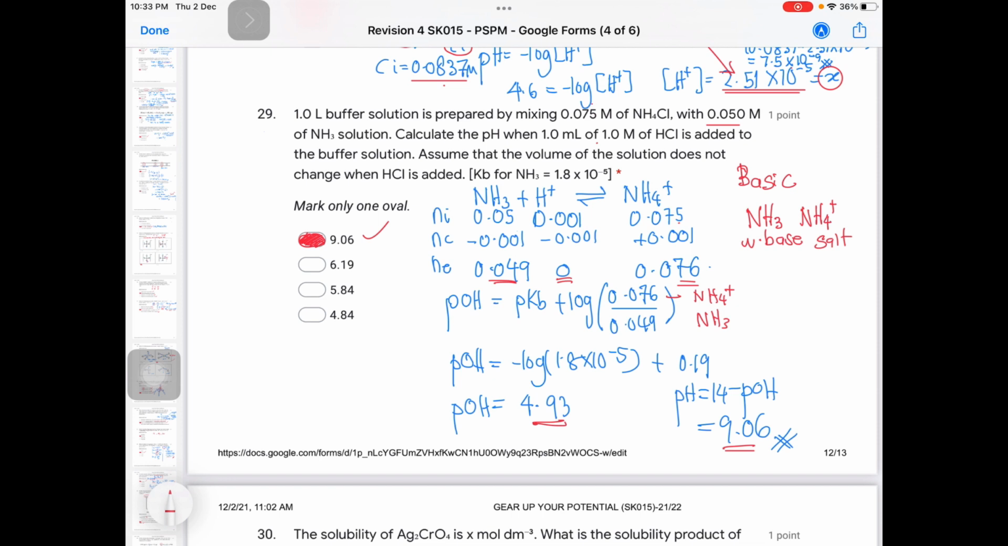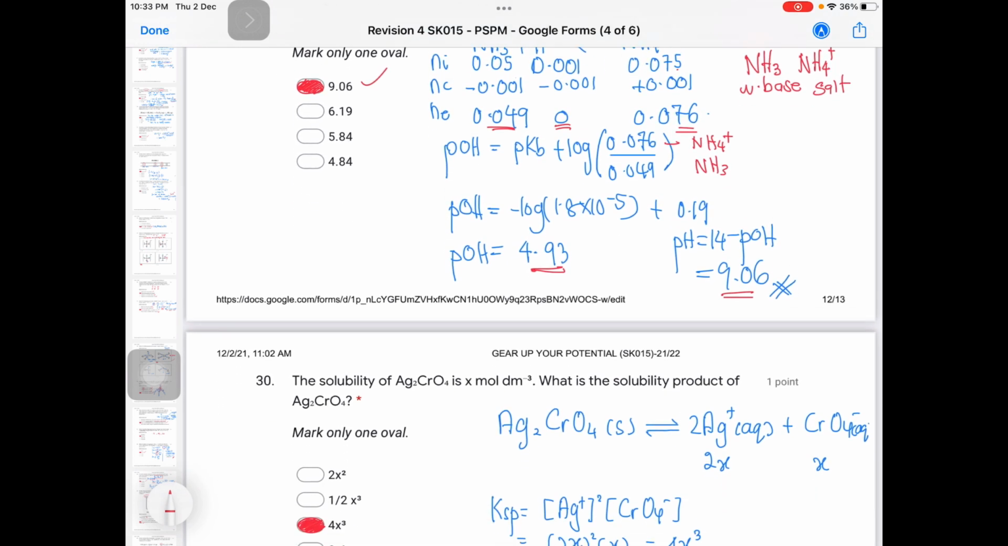Okay, alright. So this is a basic buffer solution. For a basic buffer solution we use ammonia and ammonium chloride. You can repeat if you want to understand this question.